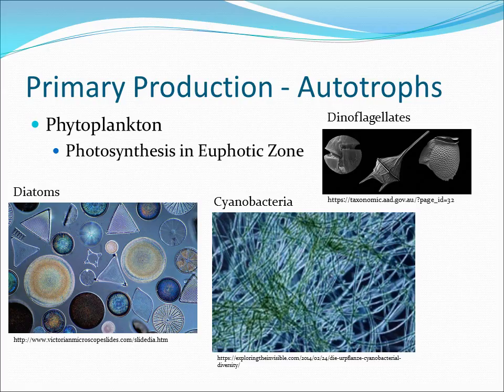Primary production in the ocean is conducted by phytoplankton, and they're using photosynthesis in the euphotic zone to create their organic carbon. The euphotic zone is just the area in the water column that sunlight can penetrate to, so this can vary depending on how much sediment is in the water.